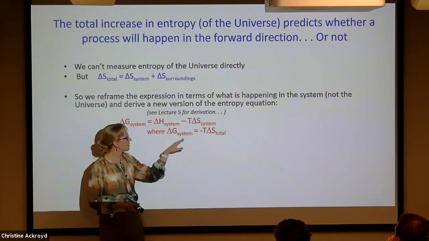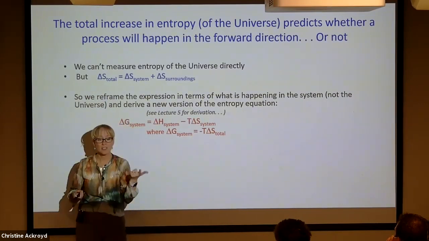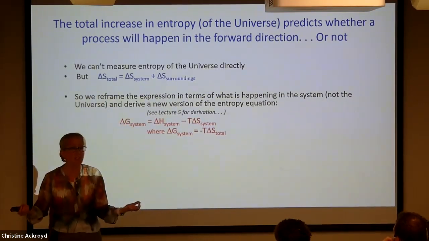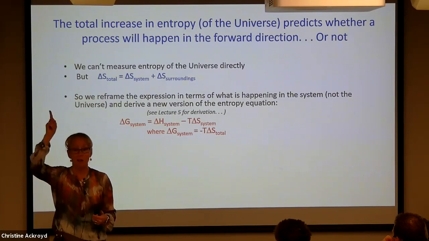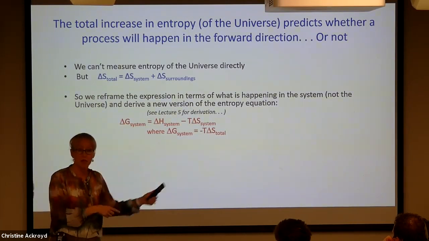So delta G of the system actually equals minus T delta S of the universe. So when delta G is negative, what do we know about the entropy of the universe? It's going to go up. And from the second law of thermodynamics, what does that say about the process? We want it to move forward.